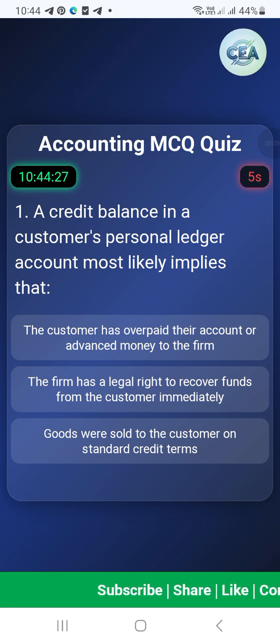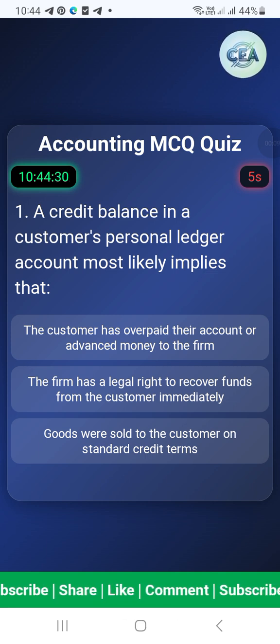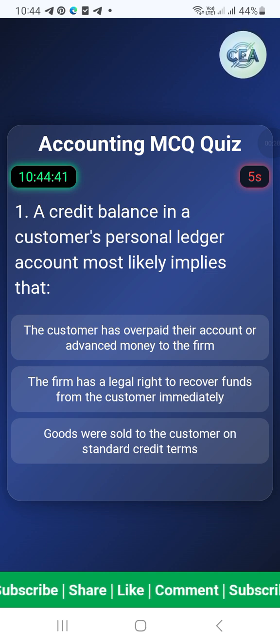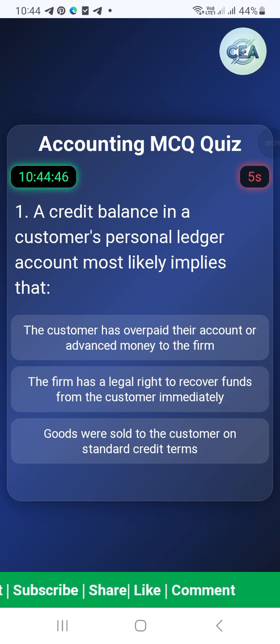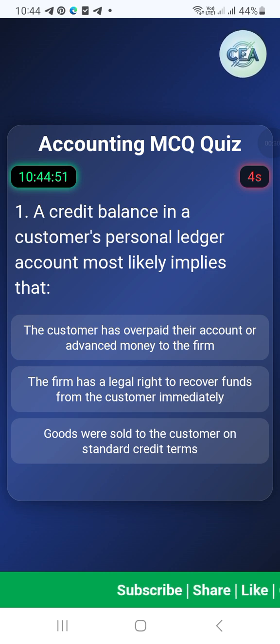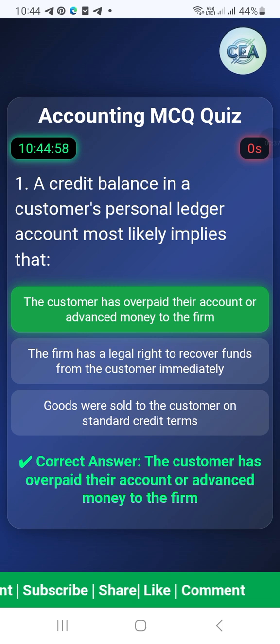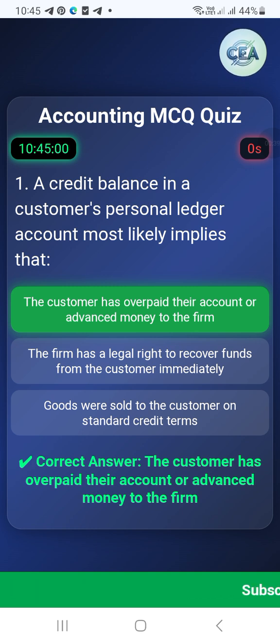1. A credit balance in a customer's personal ledger account most likely implies that: Option 1. The customer has overpaid their account or advanced money to the firm. Option 2. The firm has a legal right to recover funds from the customer immediately. Option 3. Goods were sold to the customer on standard credit terms. Correct answer is: the customer has overpaid their account or advanced money to the firm.